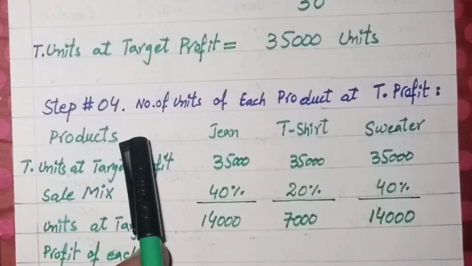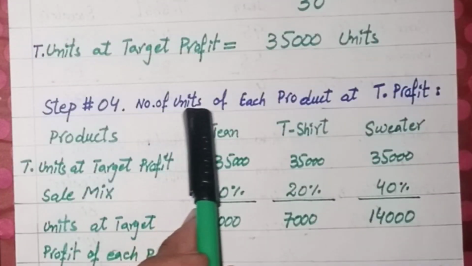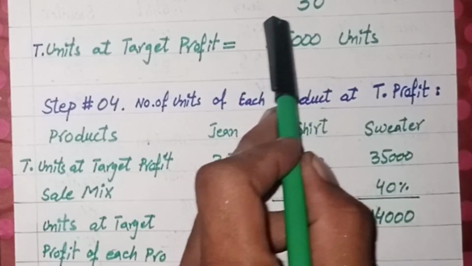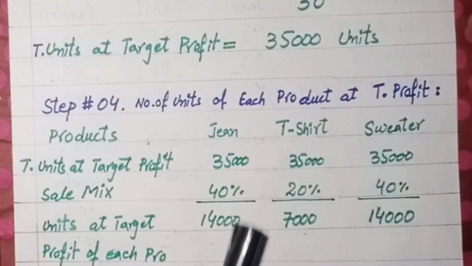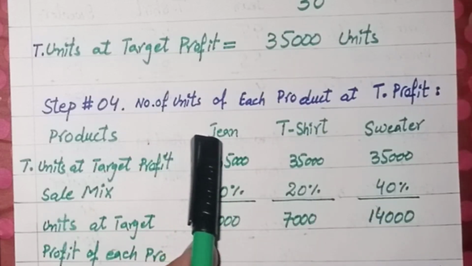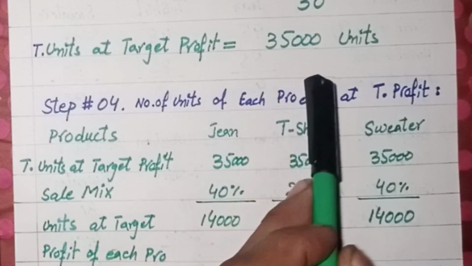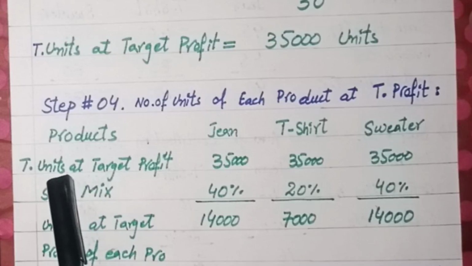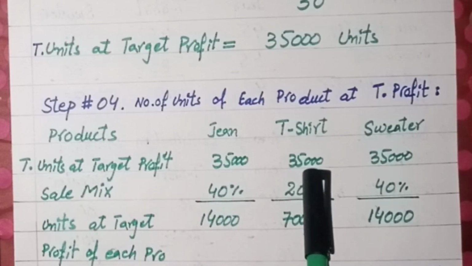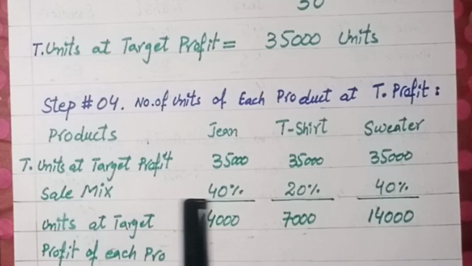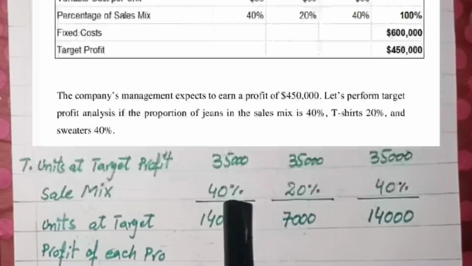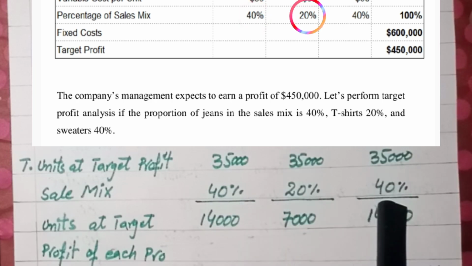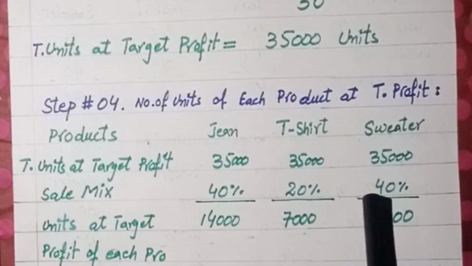Okay. In step number 4, we calculate the number of units of each product at target profit. In step 3, we calculated total number of units at target profit, and in this step we calculate how many units of each product contribute to the total number of units at target profit. First of all, we mention total number of units at target profit, 35,000, and the sale mix percentage given to us for each product: for the first product 40%, for the second product 20%, and for the third product 40%.